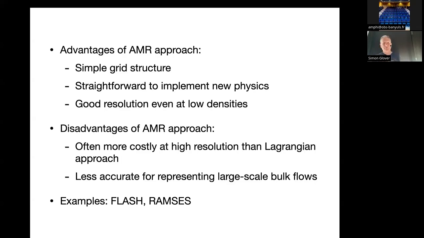So examples of codes that work along these lines. There's just two examples here, which I'll show results from later on. One is Flash, and another one is Ramses. So the folks in Project 9 will have already been using Ramses also in AMR mode to do relatively simple simulations. I'll show later on some results from much more complicated galactic scale simulations.